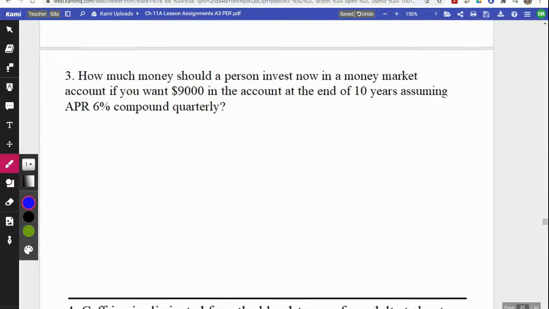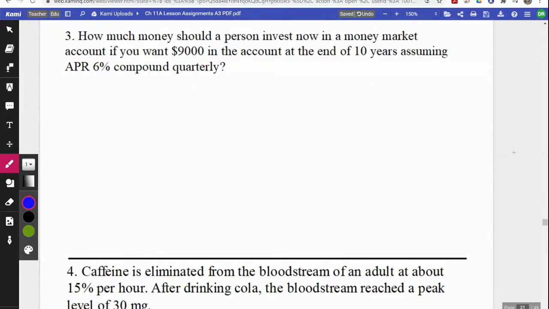All right, a couple more examples. How much money should a person invest now in a money market account if you want $9,000 in the account at the end of 10 years, assuming APR is 6%, compounded quarterly? There's a lot of information here that we kind of need to sift through. We want this as our final amount. So this is money. I'm going to use A for this.